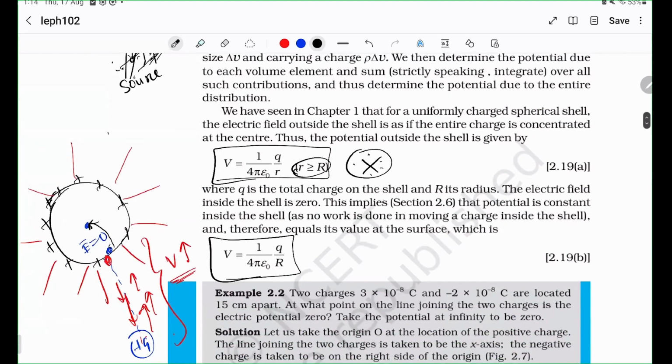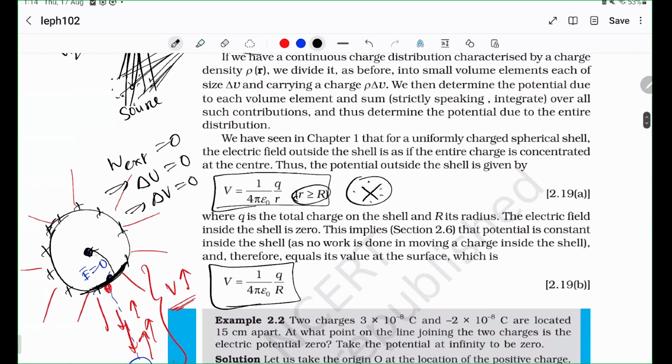You can just give it a gentle nudge and it's going to float all the way over there. Because of that, you are not putting in any external work. Therefore, there is no extra change in potential energy. Therefore, there is no change in the potential of the point, which means whatever potential there is on the surface of the shell, it is the same potential everywhere inside. And what is that potential? Replace r with capital R because at the radius, right? So you have this formula. I hope you understand. This is everywhere inside.